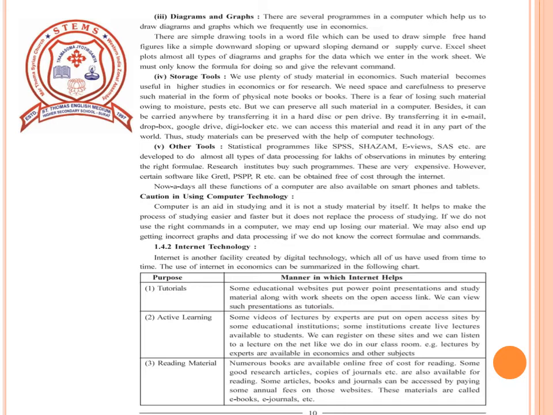These materials are called e-books and e-journals, etc. It is quite self-explanatory: numerous books are available, numerous copies of journals and many good research articles are posted on the internet, which you can just visit the website and read, or otherwise you can pay some annual fees on the website in order to read such articles, books and journals. Clear with this?